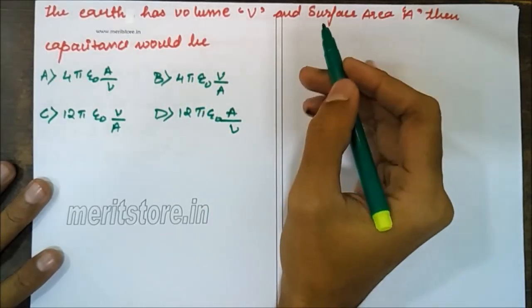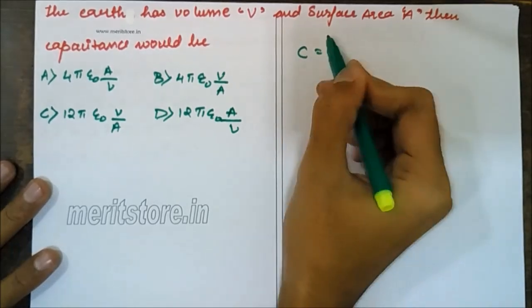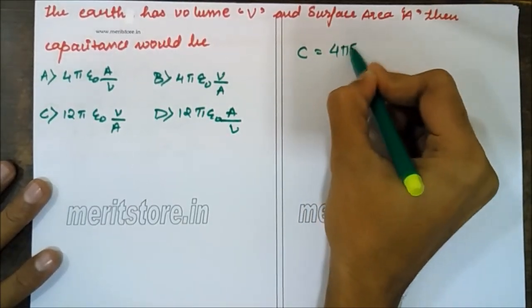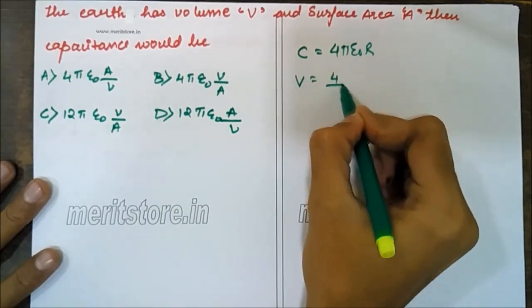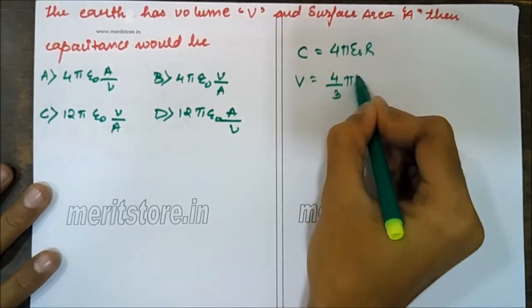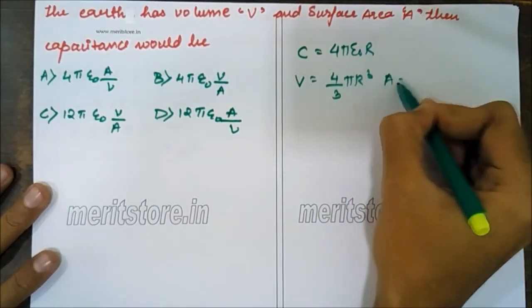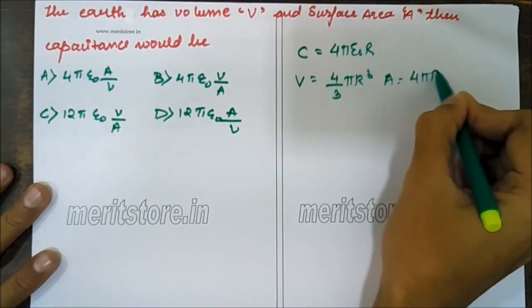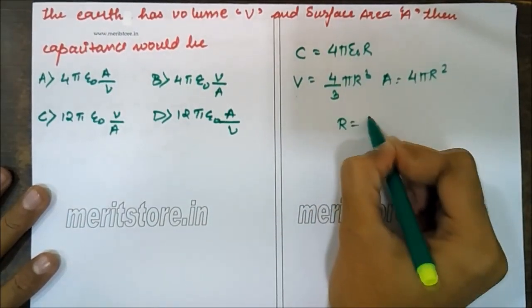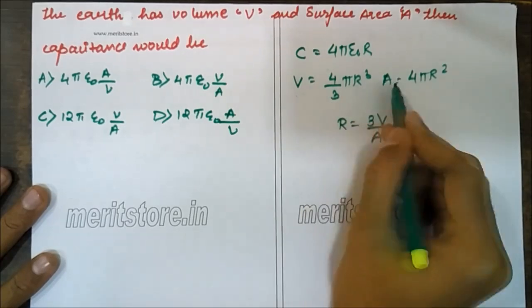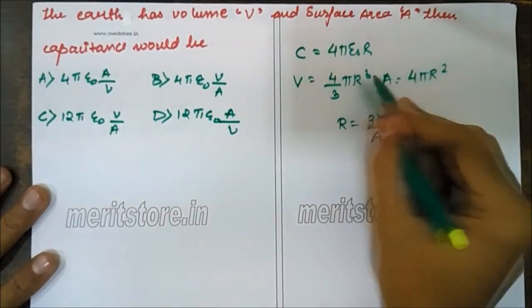Here for a spherical conductor, the capacitance is given by 4 pi epsilon naught R, whereas the volume for a sphere is 4 by 3 pi R cube, and the area is 4 pi R square. So comparing V and A, we get the equation that R is equal to 3V upon A.